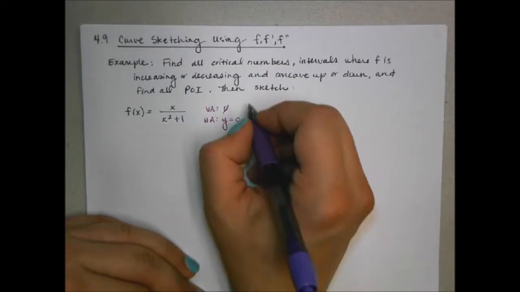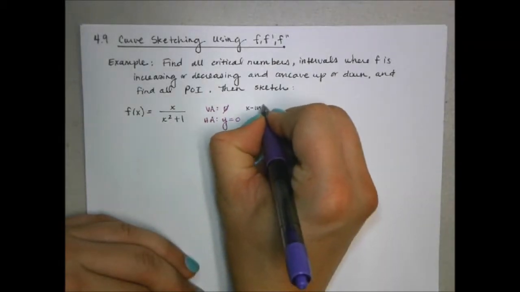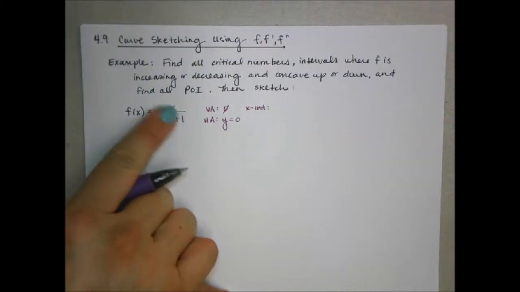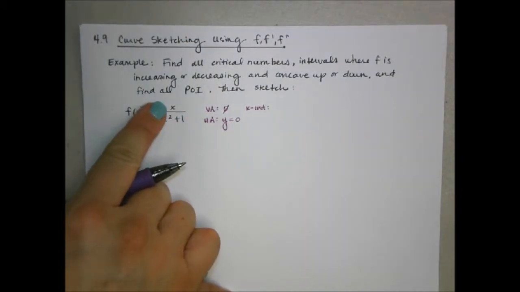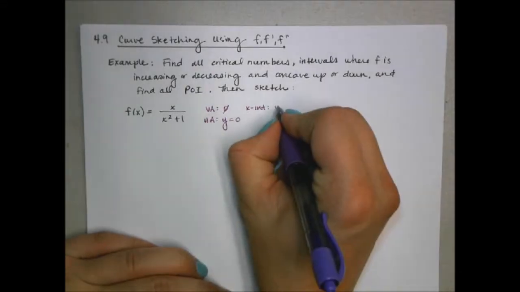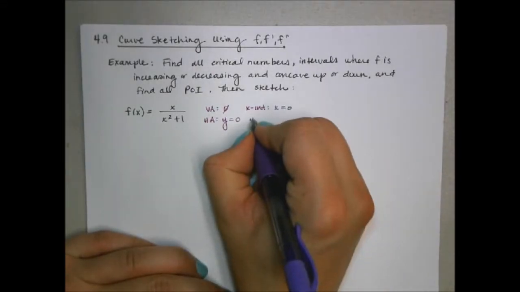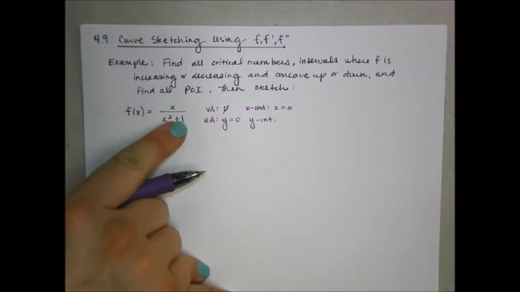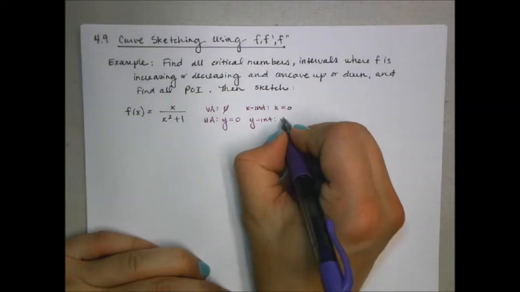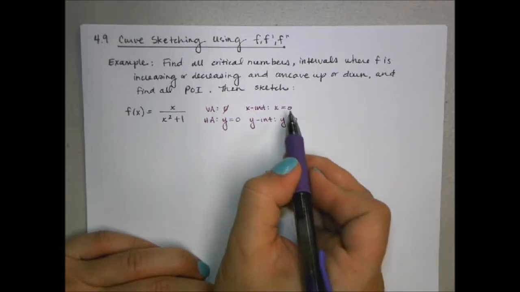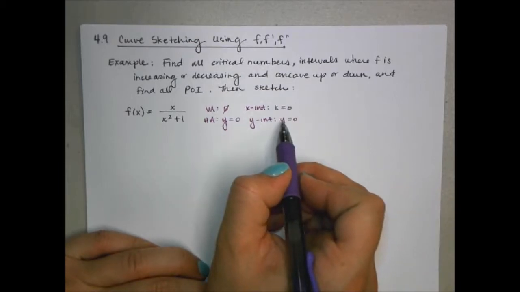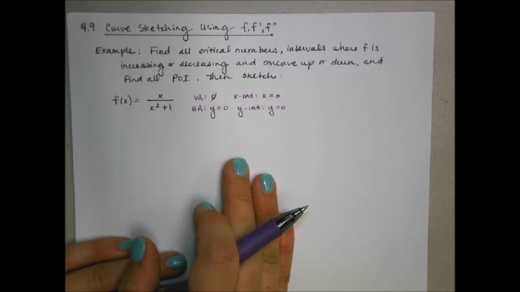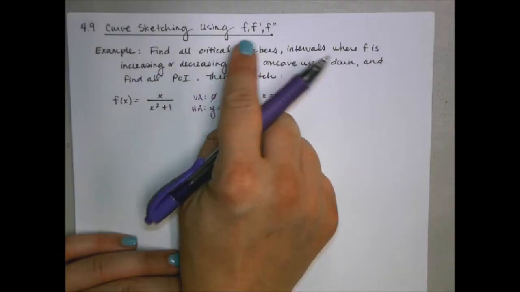As far as intercepts go, if I want an x-intercept, I let y be 0 and a fraction equals 0 only when the top does, so x equals 0. And a y-intercept would be if I let x equal 0. So I would get 0 over 1, which is also 0. And that makes sense since that is the origin. Okay. So I have a few things that I can use already in my sketch. Now we'll move on to our first derivative test.